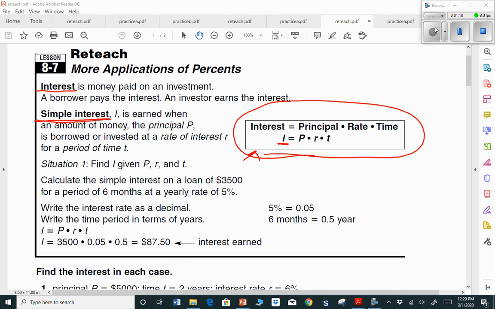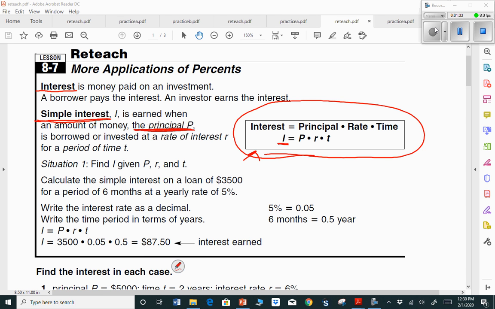So I stands for interest. The P stands for principal. That means the amount that you start out with. So if you're putting $100 in the bank, that's the principal, the amount that you started out with. Or if it happens to be a borrowing situation, it's the amount that you borrowed.